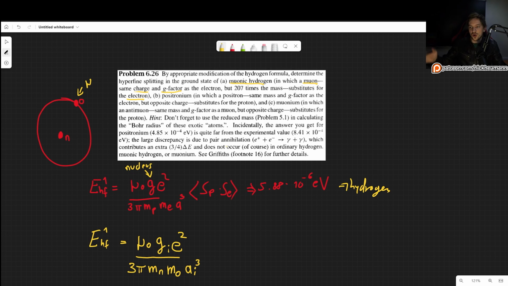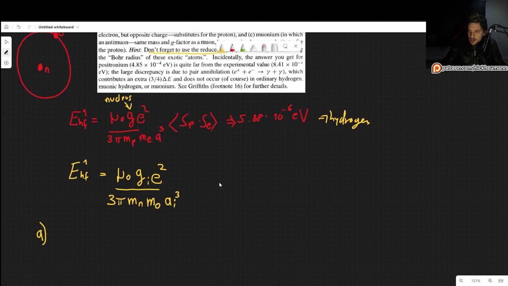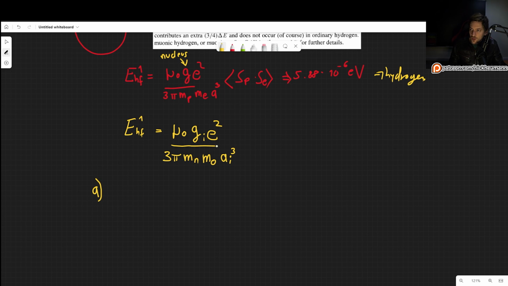The electron one is already considered in here and it doesn't change, right? So no worries. And then we know that the muon has 207 times the mass of the electron. Okay, and something important to note is that, don't forget to use the reduced mass, okay? So how do we do this? We basically want to take this thing once again.